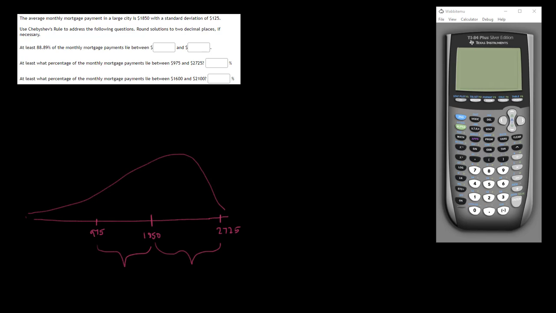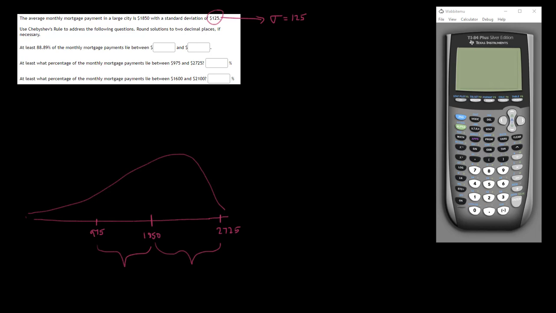We're told that sigma equals 125. That's our standard deviation. The crux of this problem is figuring out how many standard deviations it takes to get from 1850 to 2725. Or you can ask the similar question, how many standard deviations does it take to get from 975 to 1850? It's the same. This should be the same number of standard deviations from the way I set the problem. So let's think about this.